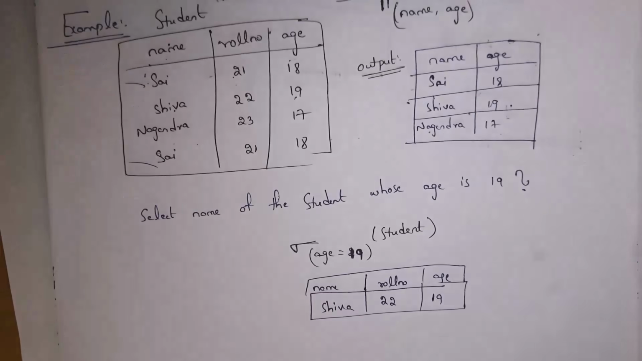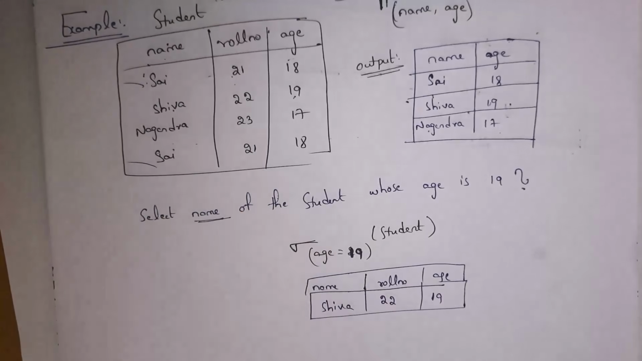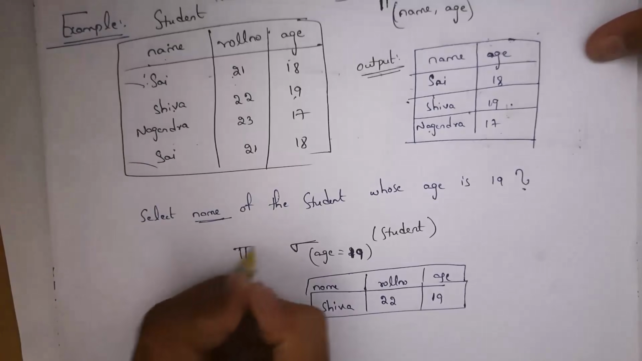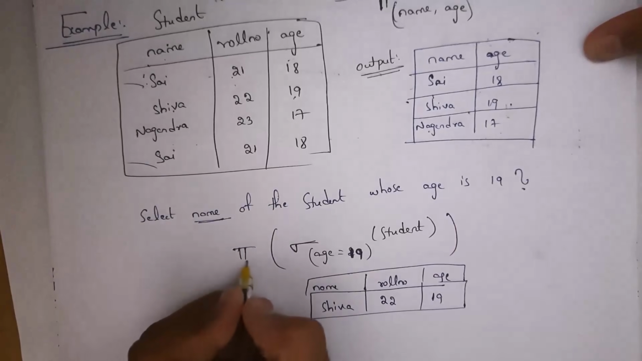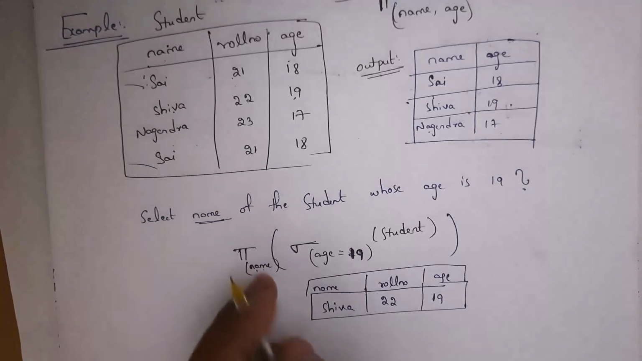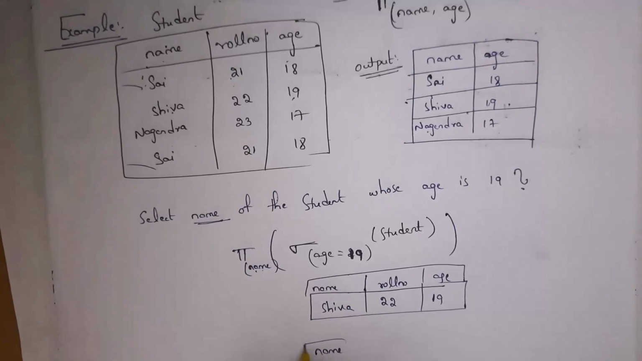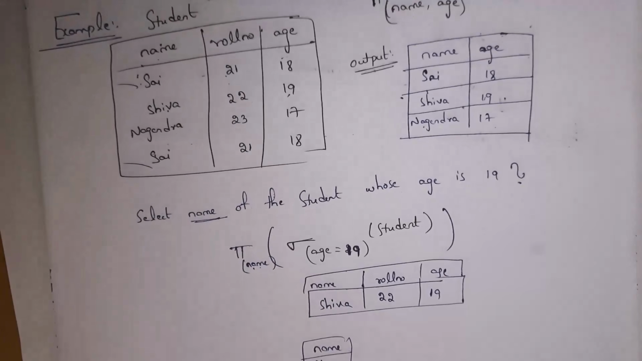But here the question is I don't want the complete record. I just want the name of the student whose age is 19. So just write pi here, and I want only the name column, so just write name. That's it. Whenever I write pi name, it will display only the name Shiva. So my output is name Shiva. This is my output. This is the use of projection operation.